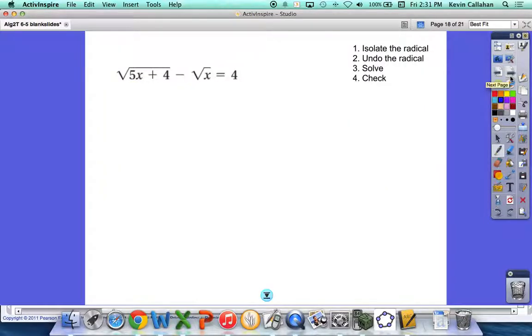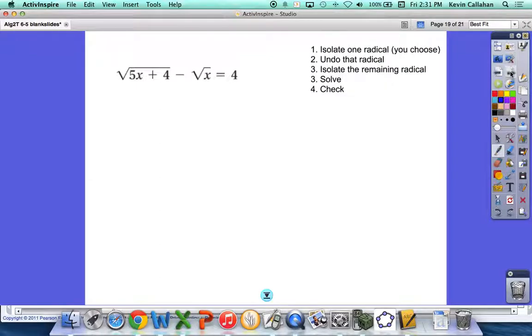Okay. Now the last kind of problem you could get is that you could actually have more than one radical. So when you get to that first step, which says isolate the radical, the question is, which radical? Well, you can't isolate them both at the same time, but eventually you're going to have to isolate them both. So the slightly modified instructions are isolate one of the two radicals, and then we'll undo that radical, and then we'll isolate the other one.